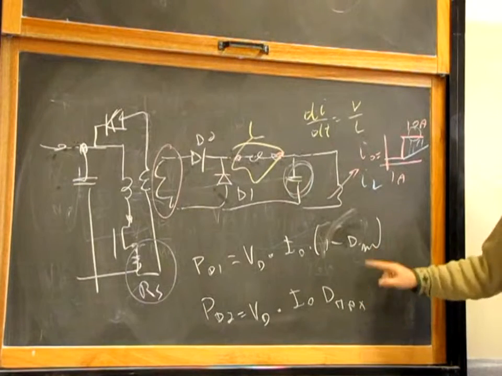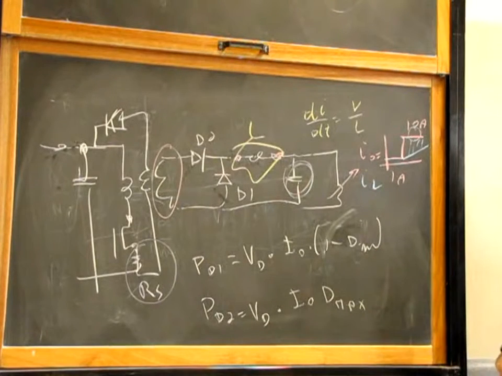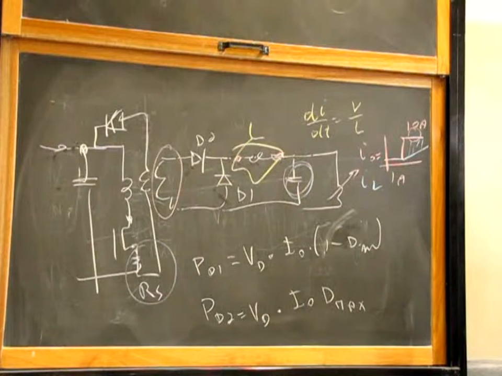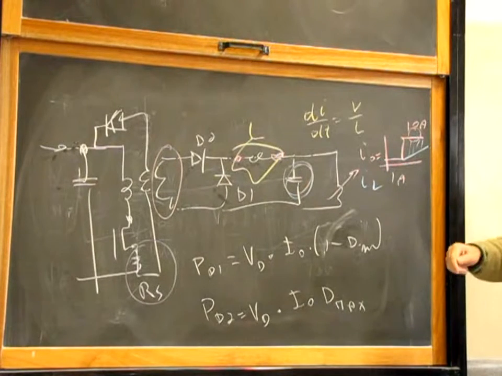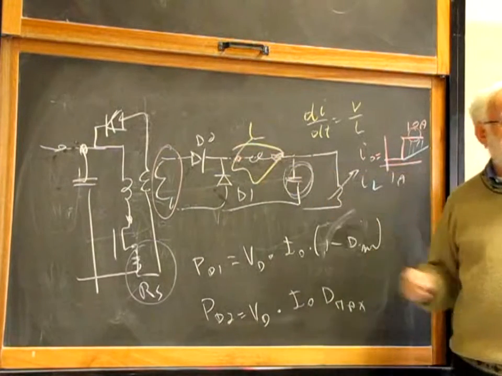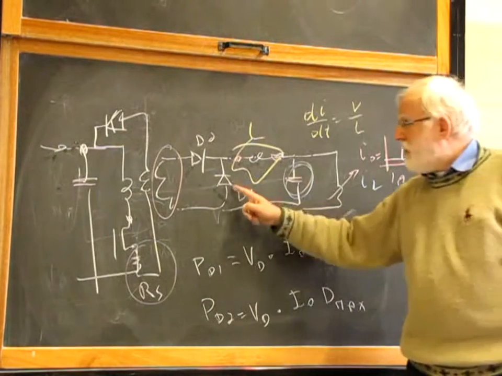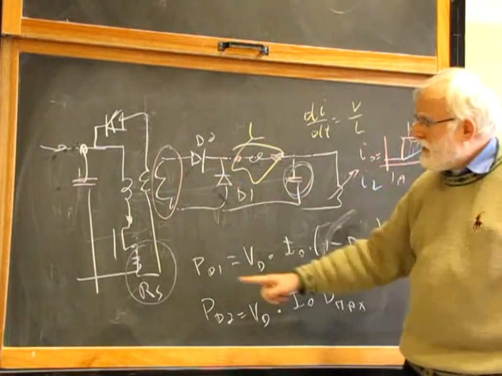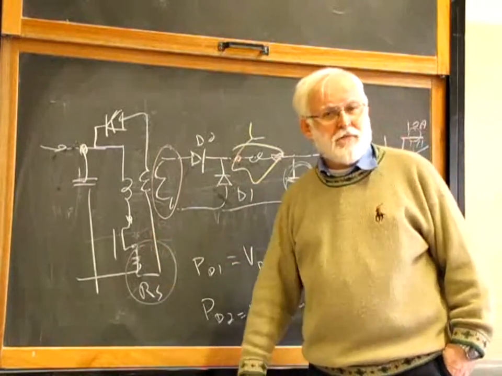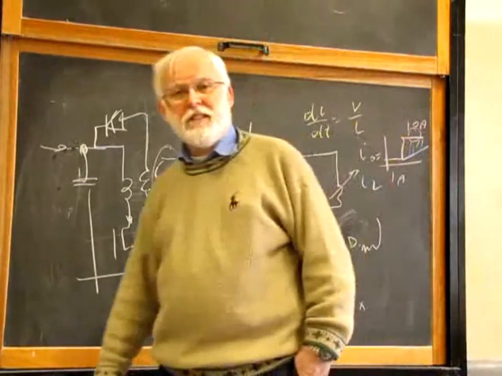being evaluated under different conditions. The total power of the two diodes is just Vd times N. Okay, we have this power dissipated over here. What about the power dissipated by the transformer, by the MOS transistor?